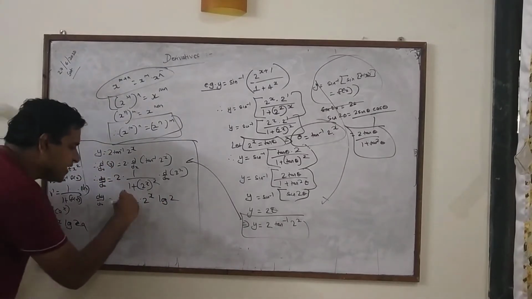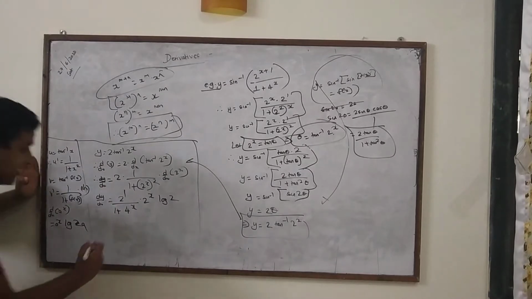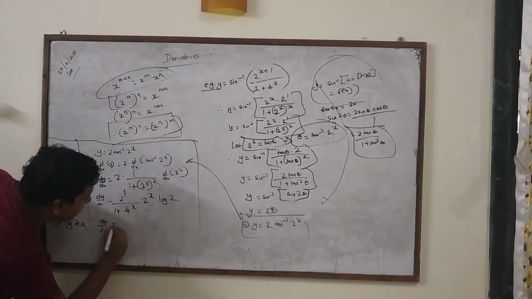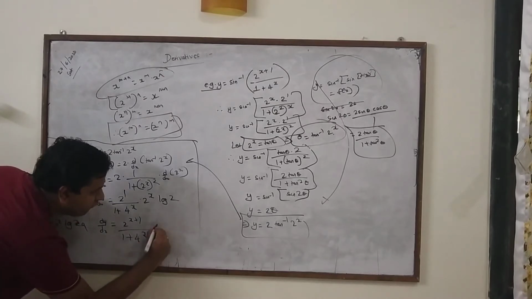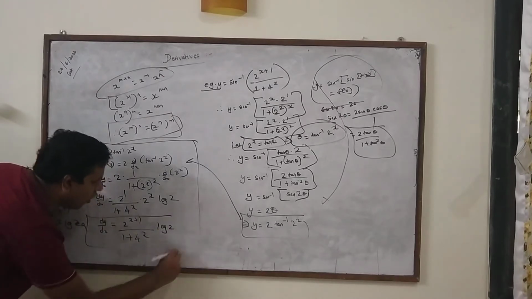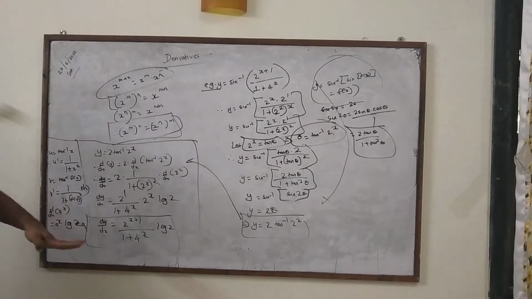This 2 raised to x and this 2 raised to 1 in the denominator can finally be written as dy by dx is equal to 2 raised to x plus 1 upon 1 plus 4 raised to x into log 2. Have a look at the way the sum has flowed.